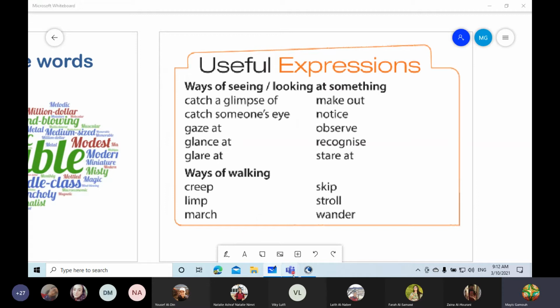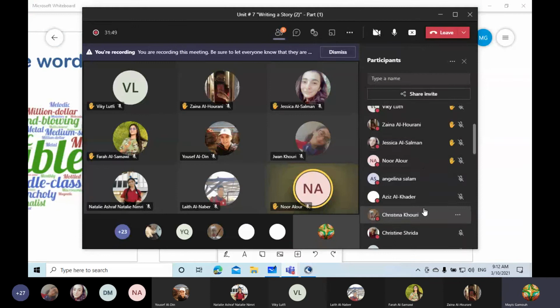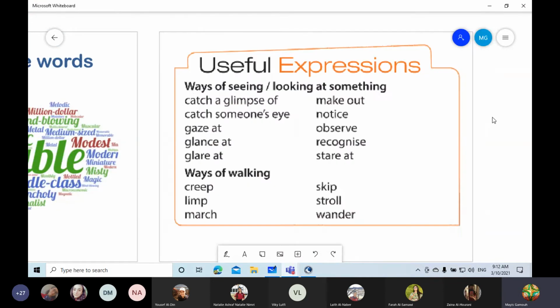So let's have a student read the first list for me. Yalla, let me see hands. Maryam. Yes, can you please raise your voice, dear? Catch a glimpse of, catch someone's eyes, gaze at, glance at, glare at, make out, notice, observe, recognize, stare at. Yes, thank you, dear.